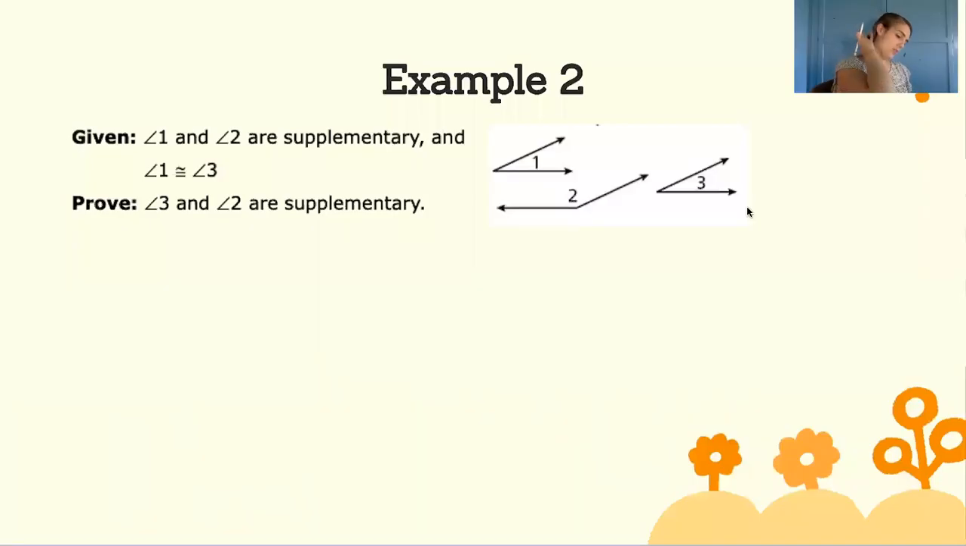Okay, let's look at this next one. I've been given two givens this time. I know that angle 1 and angle 2 are supplementary, and that angle 1 is congruent to angle 3. So I'm going to start with my first given. Angle 1 and angle 2 are supplementary.